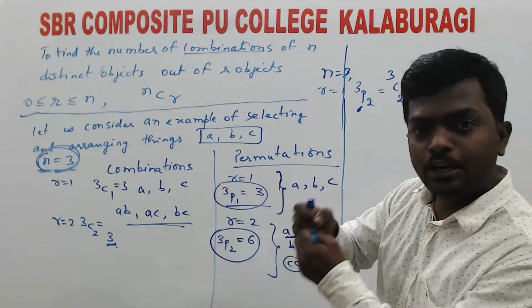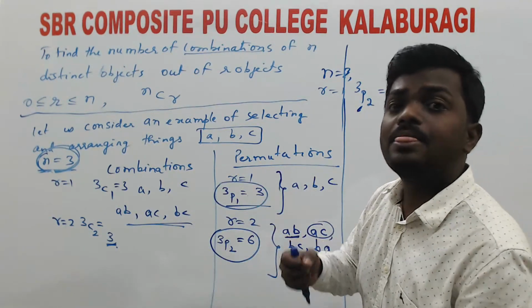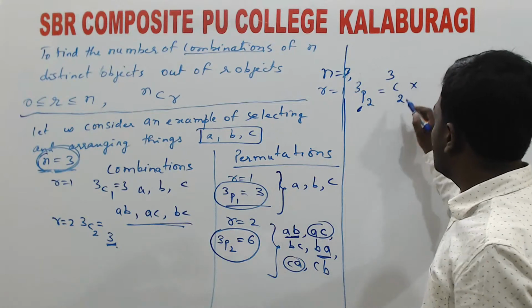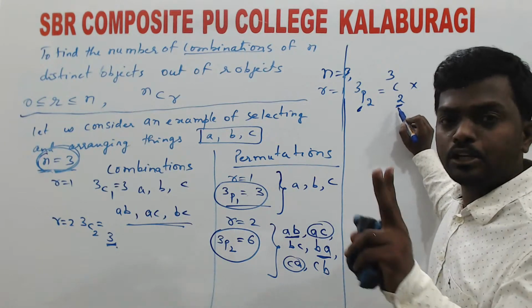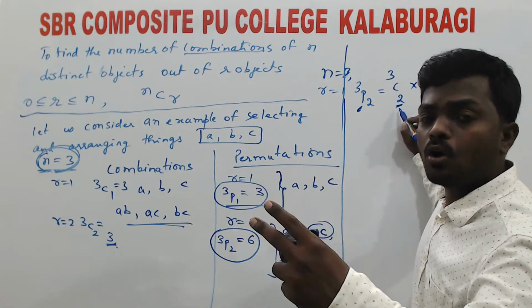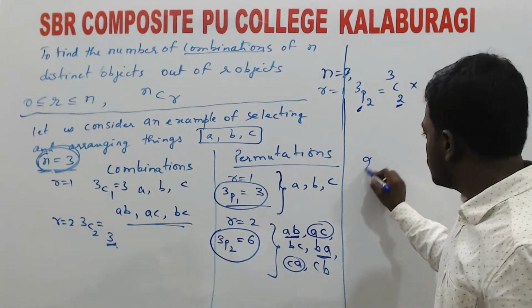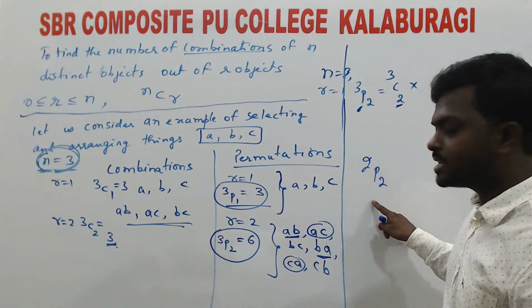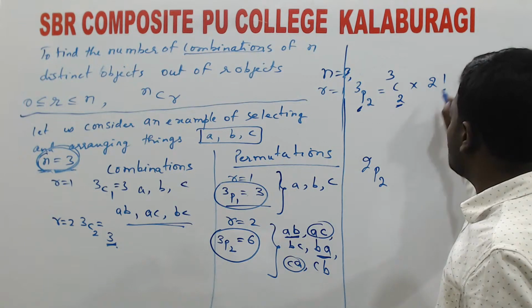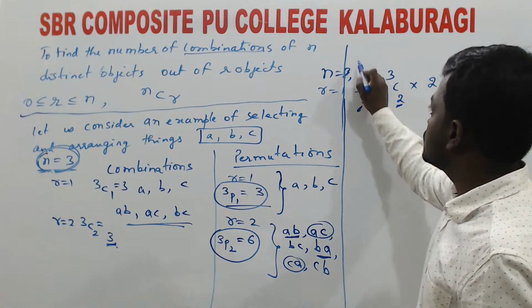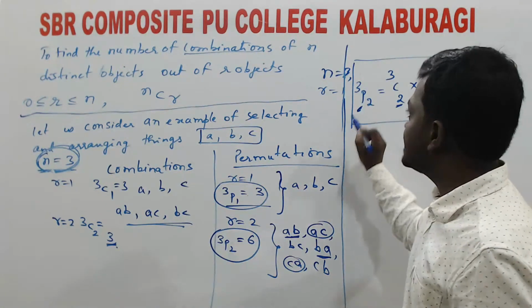You have just selected two out of three, and now the arrangement. How many objects have you picked? Two objects, right? And how can you arrange those two items? Two items can be arranged among two places, so 2P2, which is 2 factorial.